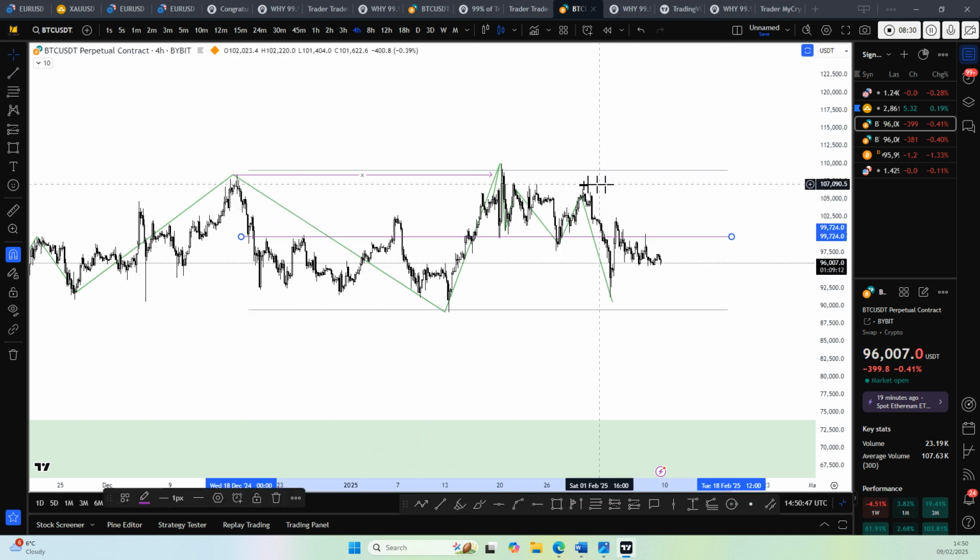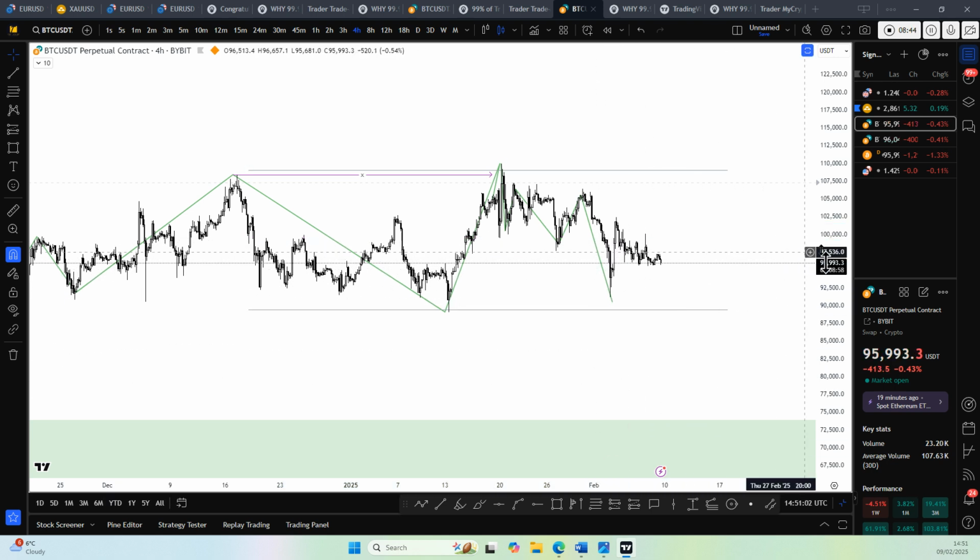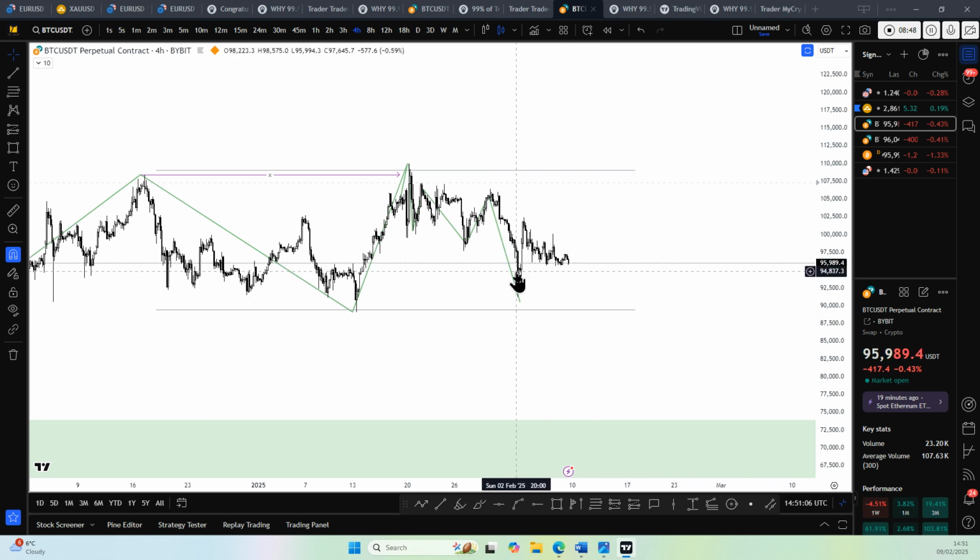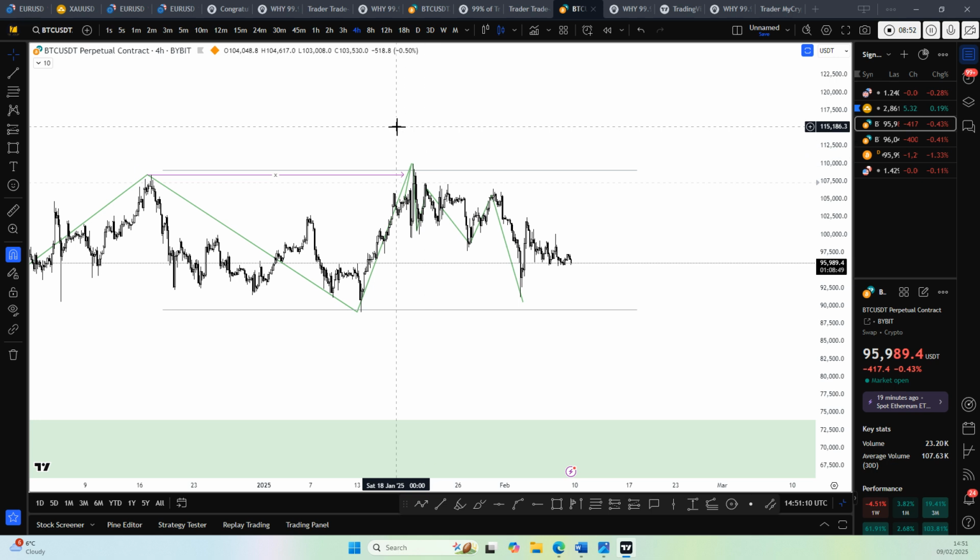So we are tending towards the extreme discount of our range. We've obviously come to the premium, which some of you would have shorted. Congratulations if you did. Now we're looking at the extreme discount of our range. So based on that, in this region here, it makes sense to look to prioritize longs, especially if we are going to get a rotation back to this range high.